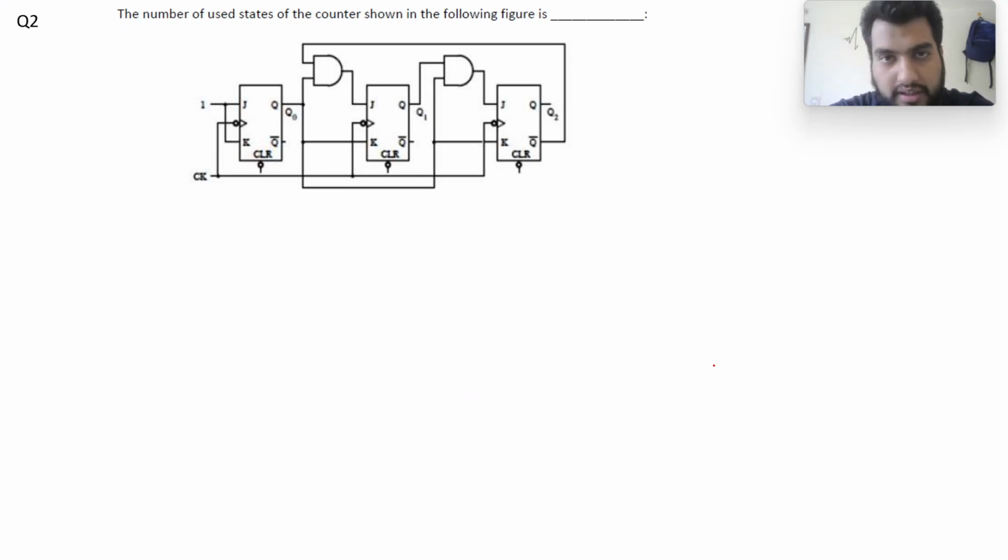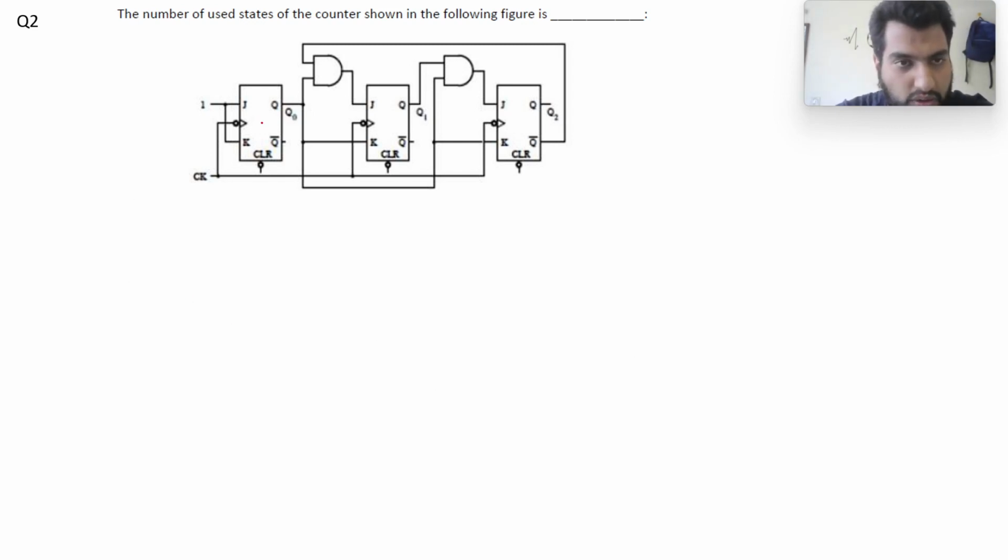So question 2 asks us the number of used states of the counter shown in the below figure. I can see 3 JK flip-flops connected in some configuration, and we need to figure out how many used states are there. There are 3 flip-flops, so the possible states are 2 raised to power 3, 8 states, and among those 8 states we need to see how many are used and how many are unused, and give our answer, which is the number of used states. So let's first analyze the circuit and see what is happening.